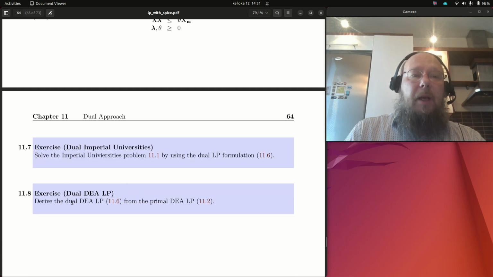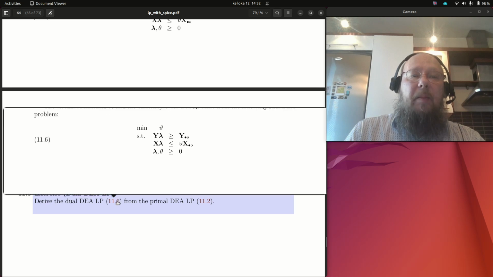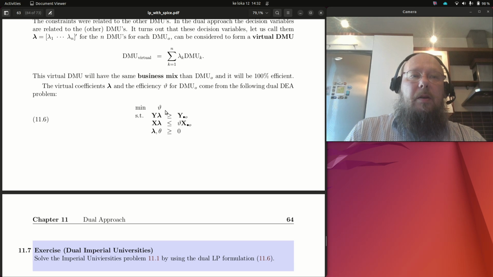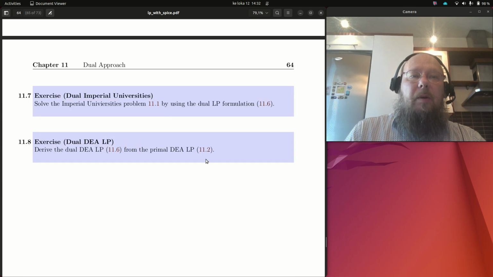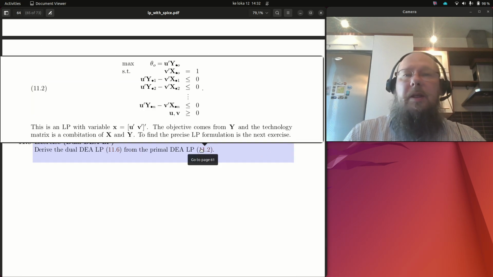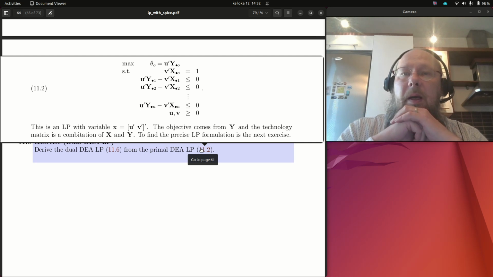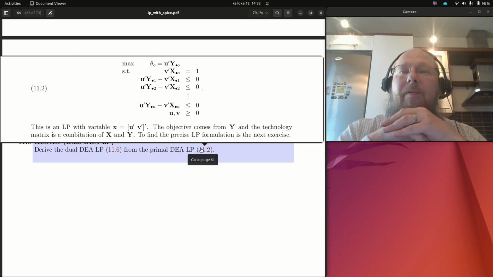And finally we have an exercise that is theoretical, where I ask you to derive the dual DEA LP 11.6 from the primal that you can see there. This is very easy if you cheat and look at my old notes, but maybe I don't give this as an exercise for you because it's just copy paste from my old notes, where the derivation is given.